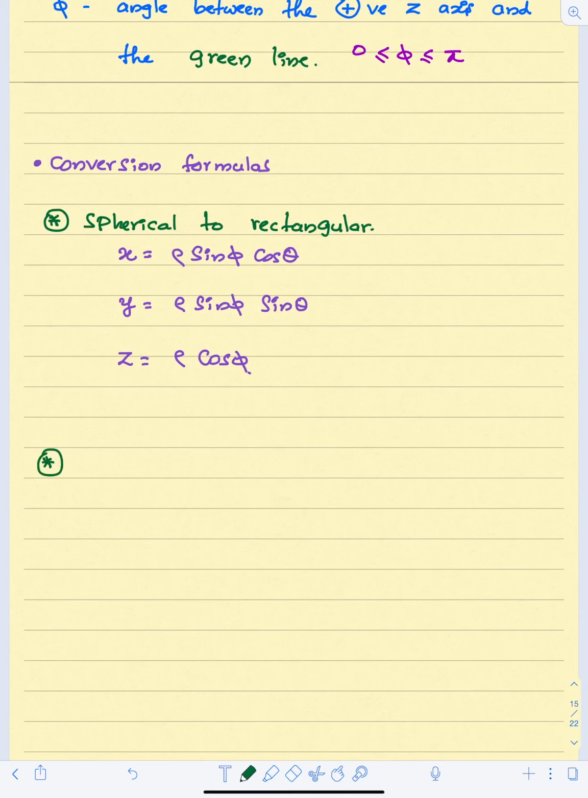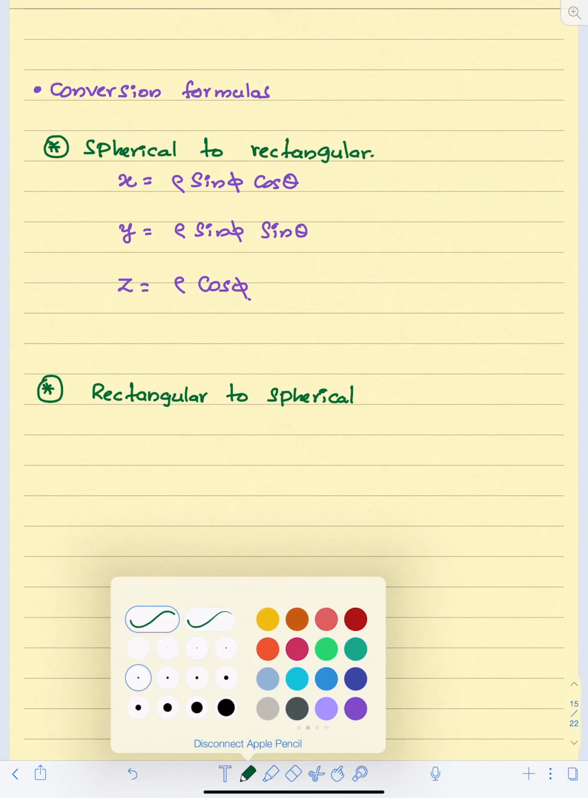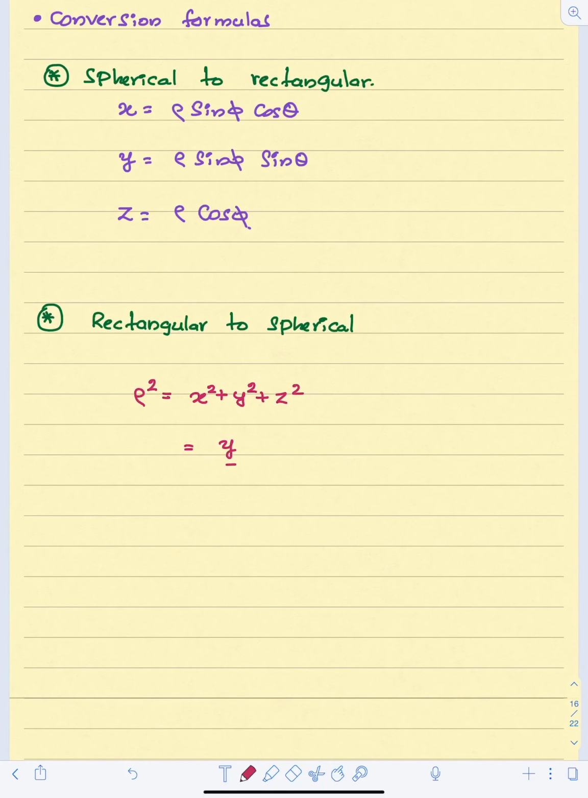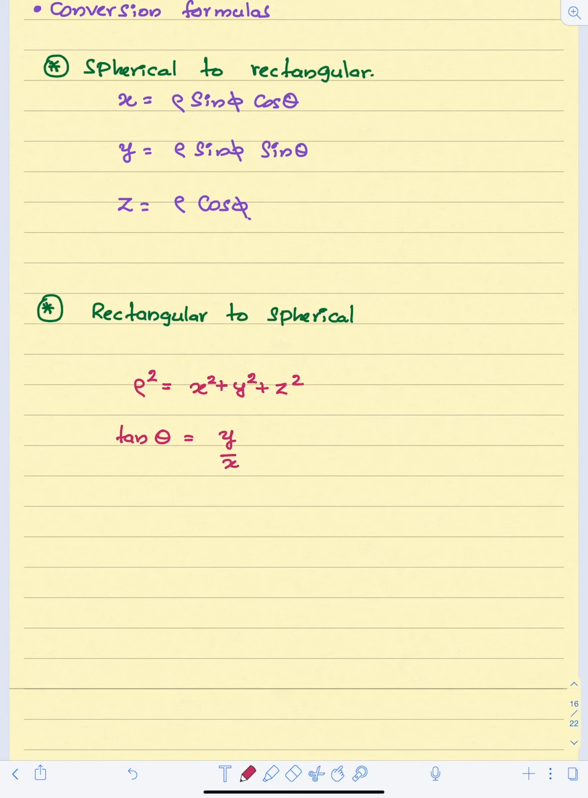If you want to go the other way, let's say you want to go from rectangular to spherical, we have x squared plus y squared plus z squared equals rho squared, and y over x equals tan theta, and then angle phi equals inverse cosine or arc cosine of z coordinate over square root of x squared plus y squared plus z squared.